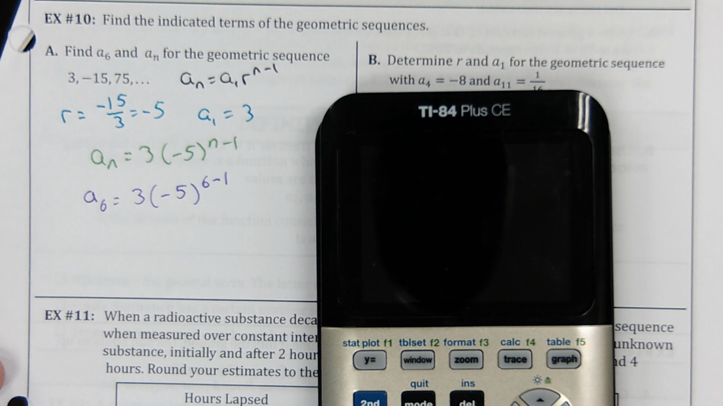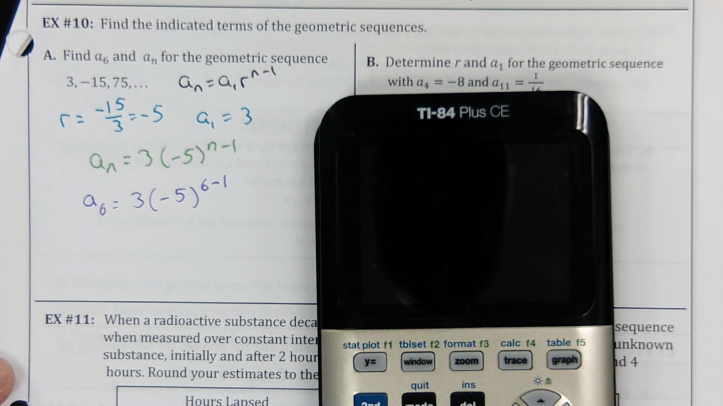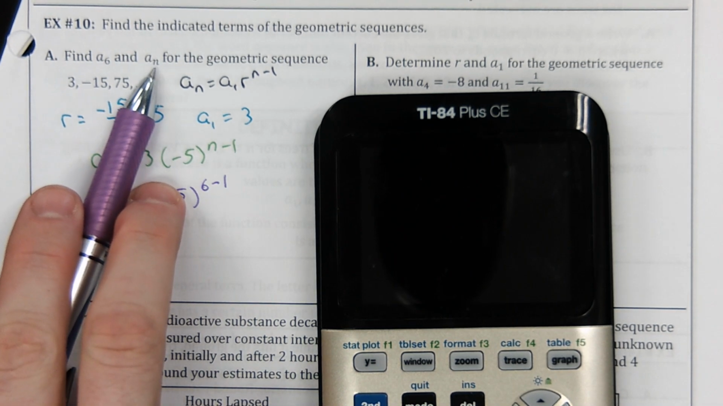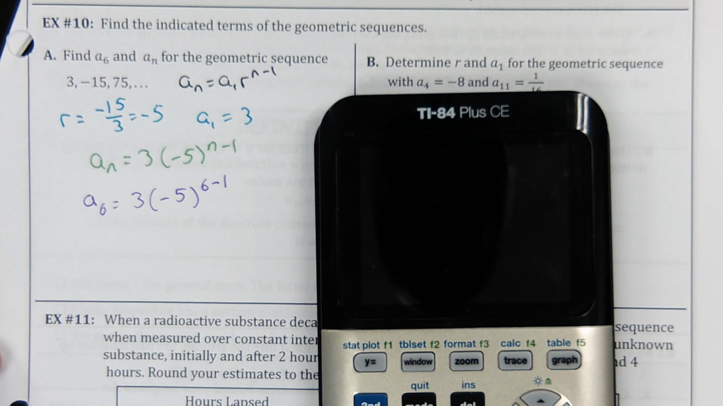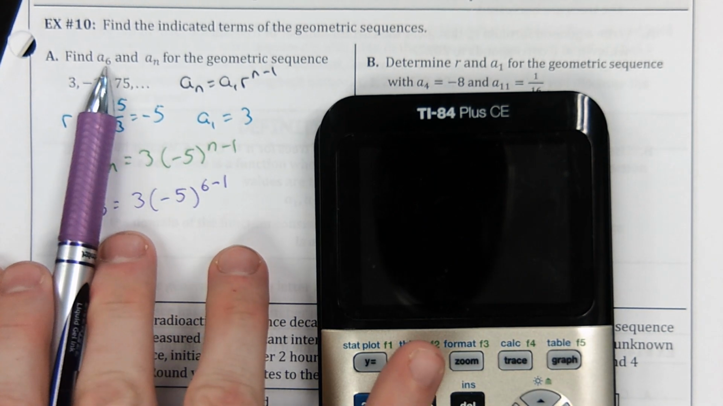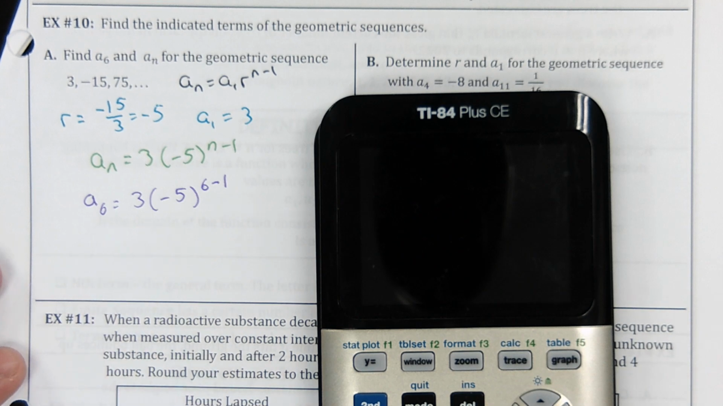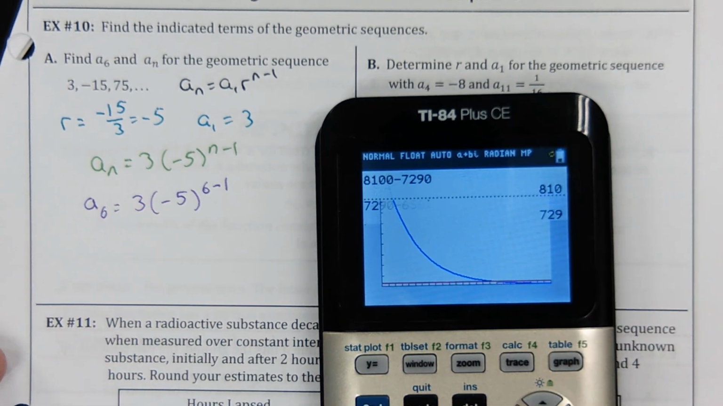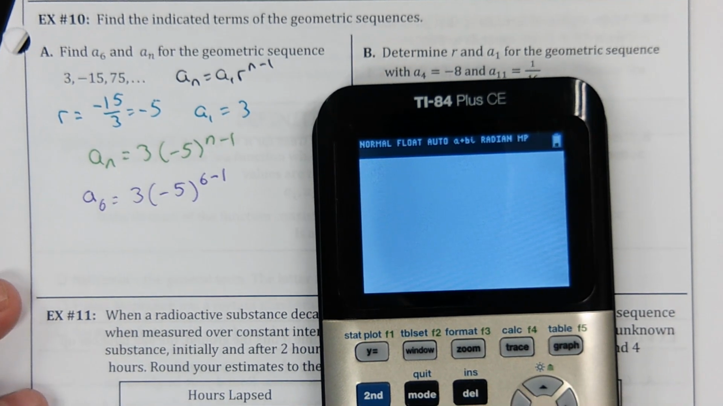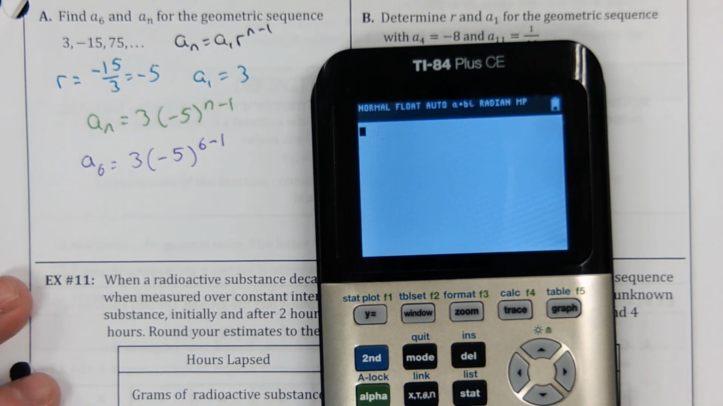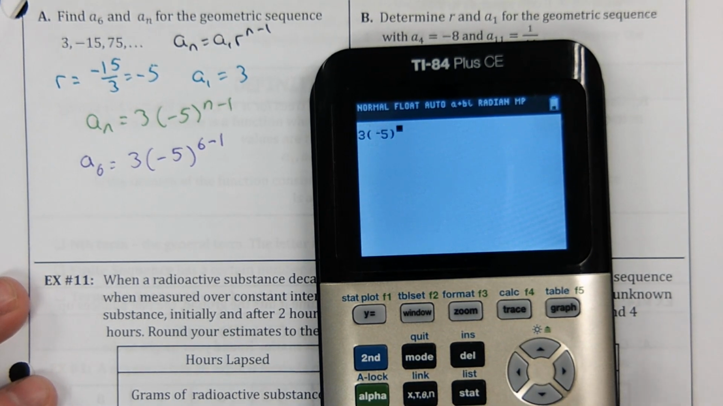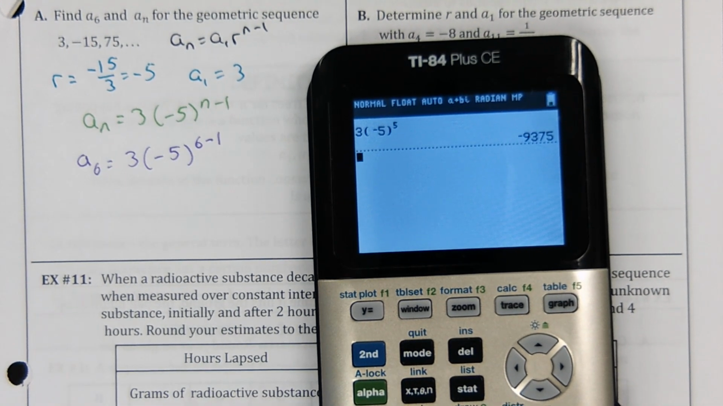What? Where did n come from? Do you mean the general term n? It's just part of the formula. It's an unknown. And we said we want to find 6, so n is 6. Now this number's big. I don't know it offhand. That's not true. I do remember from last period. But if I didn't, go 3 times negative 5 raised to the 5th is negative 9375.